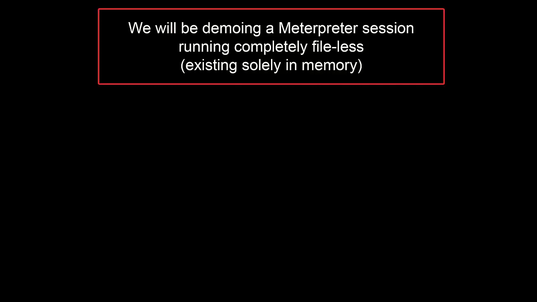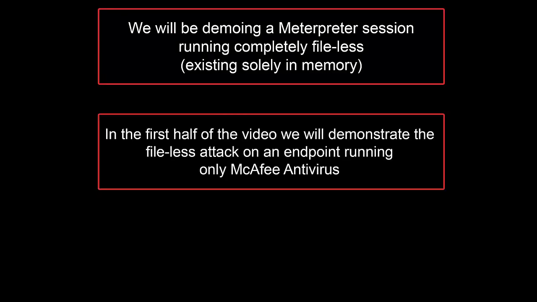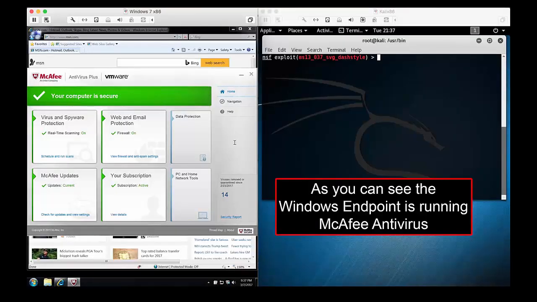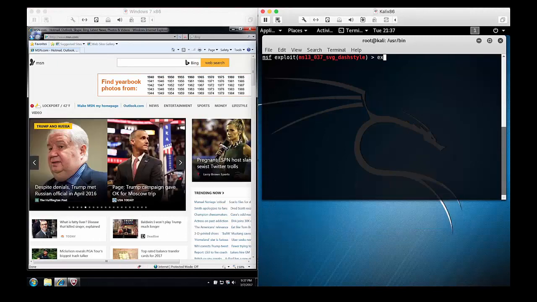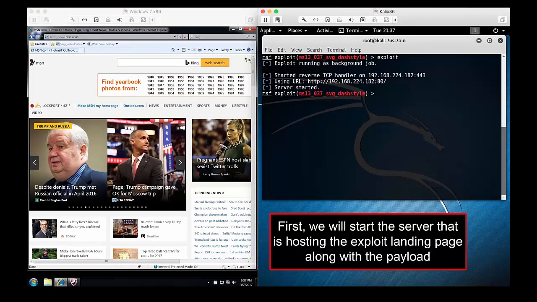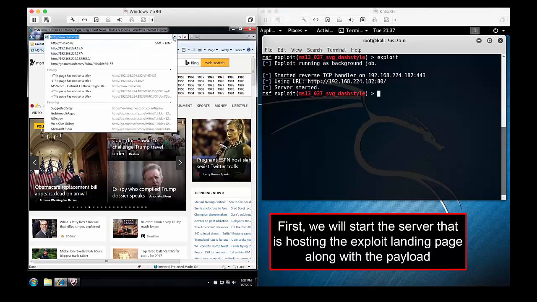In this video, we'll be demoing a Meterpreter session using the Metasploit framework on a Kali Linux virtual machine. We will keep the Meterpreter session strictly in memory. This is also known as a fileless-based attack. On the right-hand side, we have the Metasploit framework running on a Kali Linux virtual machine. And on the left-hand side, we see the victim's machine running Windows 7 and McAfee antivirus.